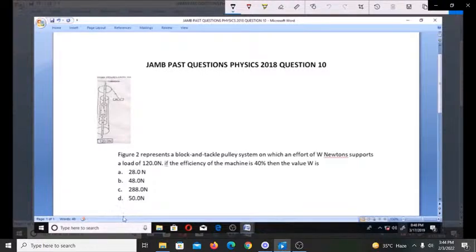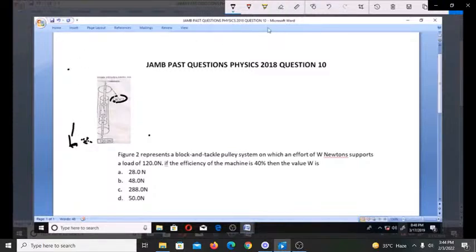So what is the value of the W? This is the W here. So having this is the W from the question, this is the W and this is the load. So this is L. L is equal to 120.